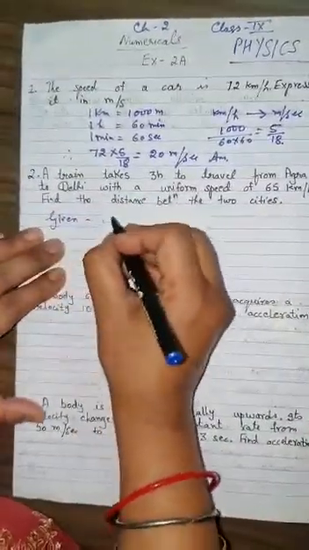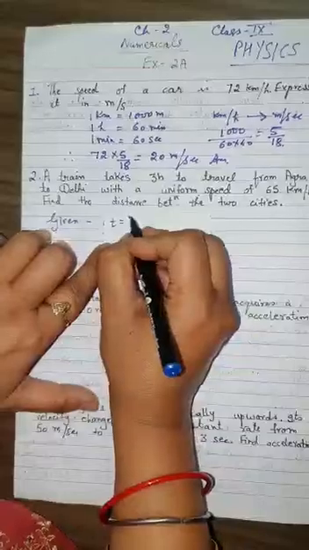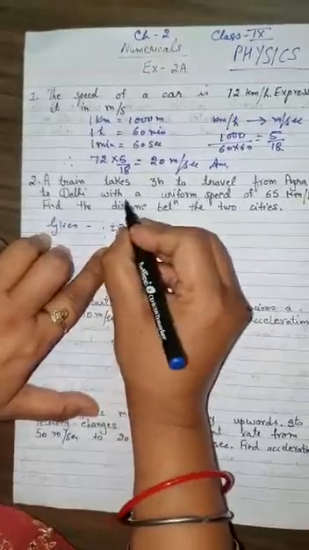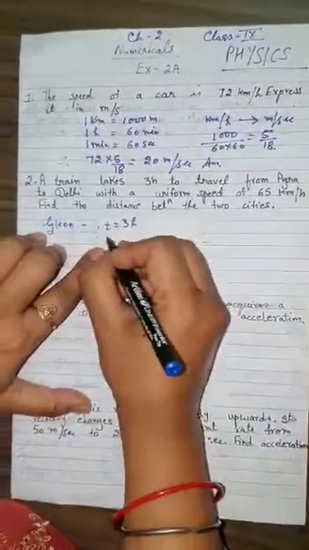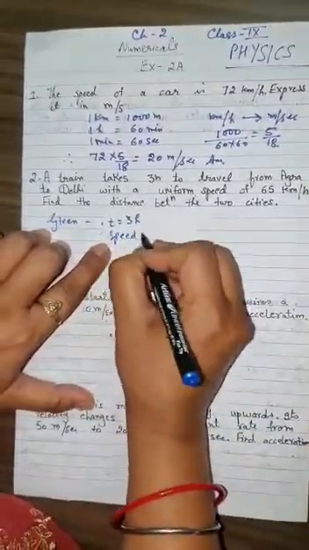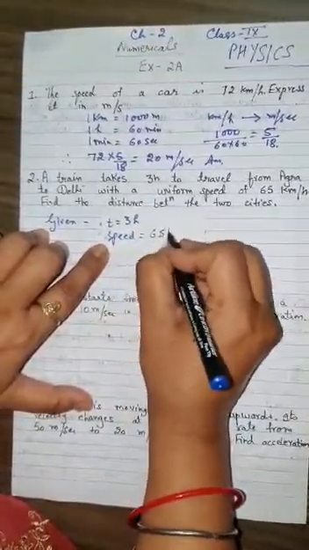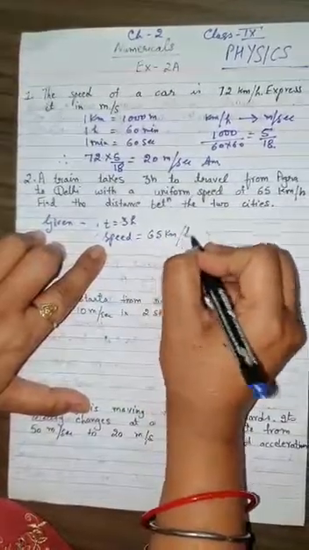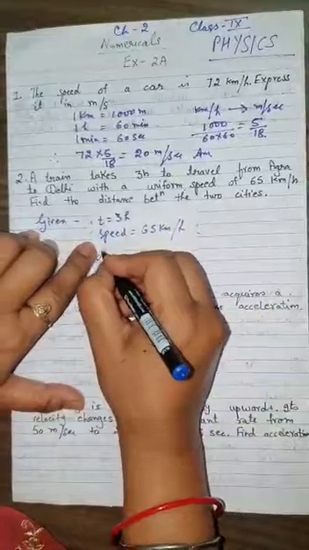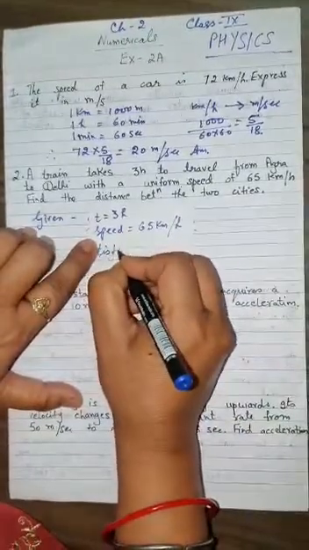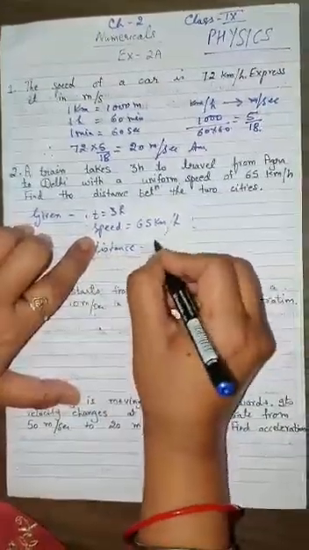Given time is equal to 3 hours, with a uniform speed of 65 km per hour. That is, speed is given, 65 km per hour. Find the distance between the two cities. What do we have to find? We have to find the distance.